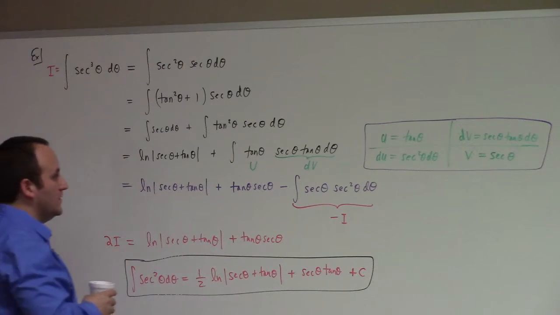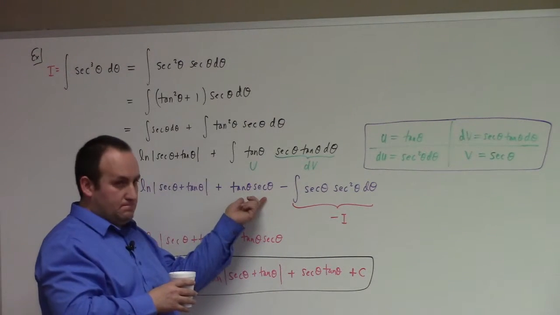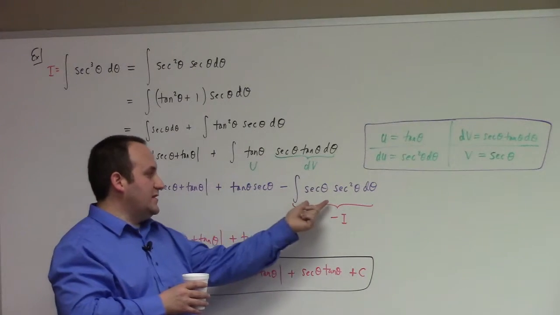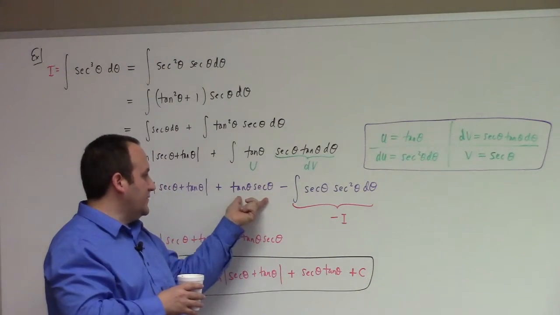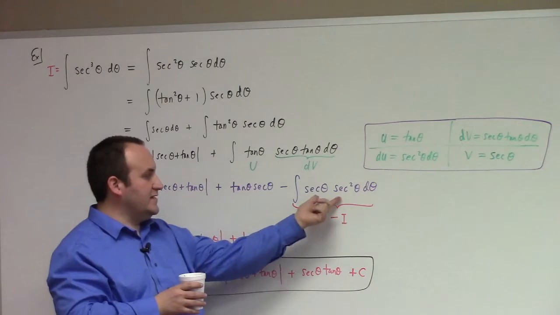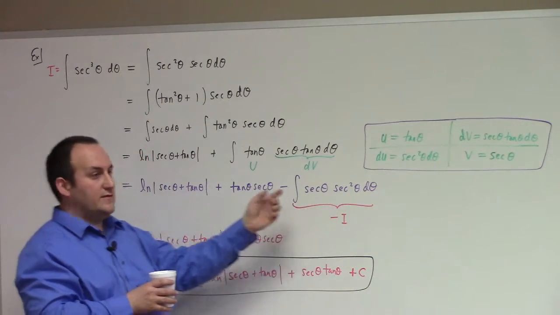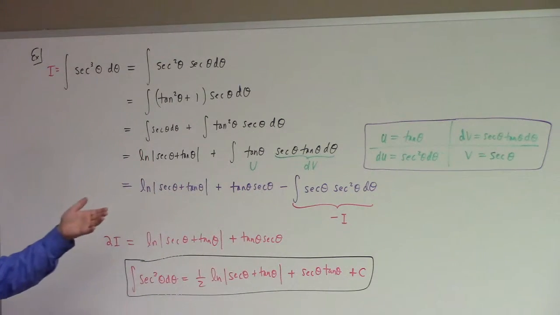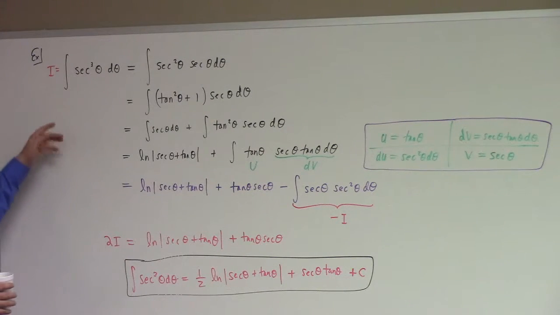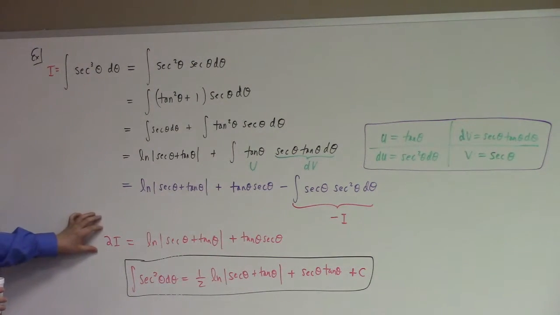All right? So then we do what? We do uv minus the integral of v du, and what happens is we end up with these two terms, but then this is again secant cubed. So I've come back where I started, but with a minus. In other words, I can solve for the integral by adding I to both sides, right? And that gives me 2I is equal to the natural log of secant plus tangent plus secant tangent. Divide by 2, there's the answer.